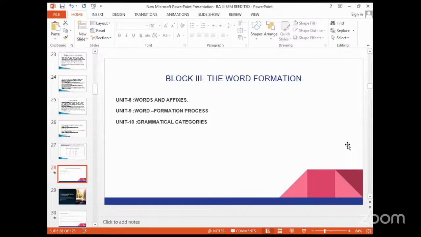Next, let us move on to block 3, the word formation. In this we have Unit 8, which talks about the words and affixes, Unit 9, which talks about word formation in English, and in Unit 10, grammatical category. So let us take up the first one, words and affixes.